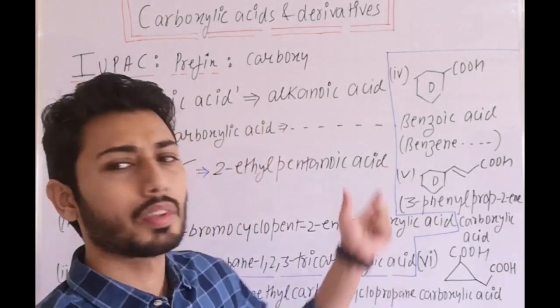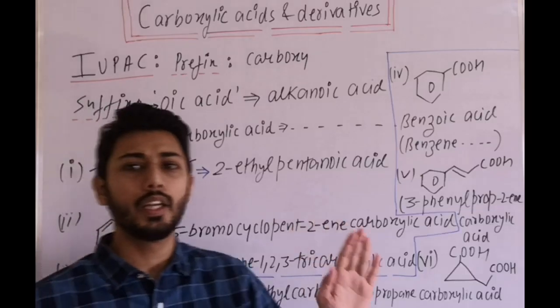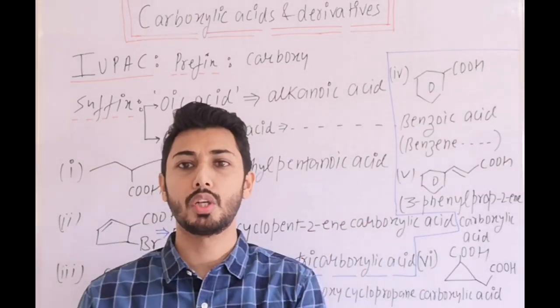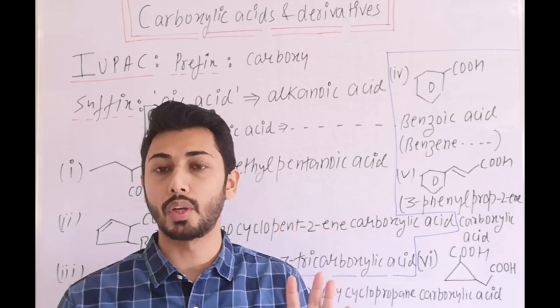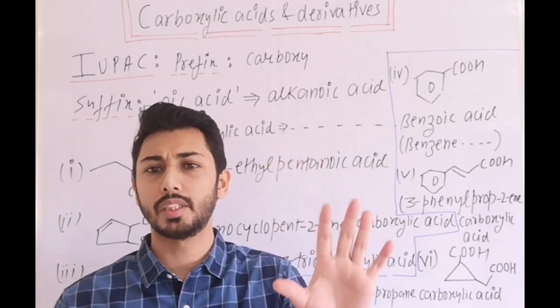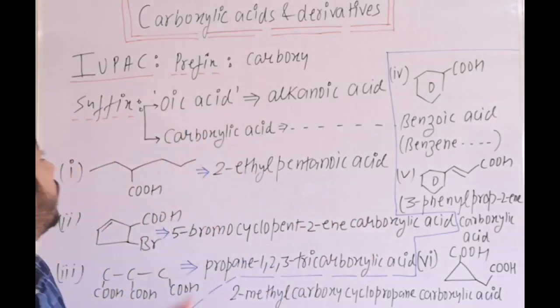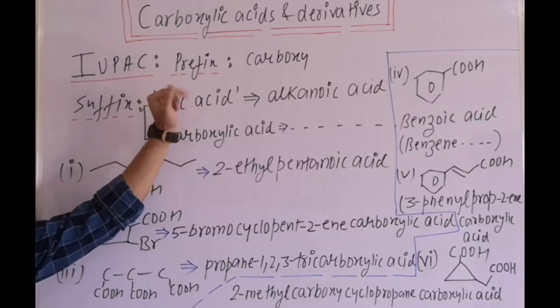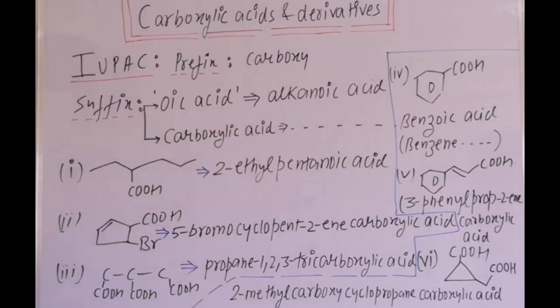Now starting with the initial part, which is IUPAC nomenclature. Here you have already covered every functional group in actual nomenclature, which was taught to you earlier. Now here only a few examples and a general idea about the nomenclature of carboxylic acid. In IUPAC, the prefix is carboxy for the COOH group and the suffix is oic acid.